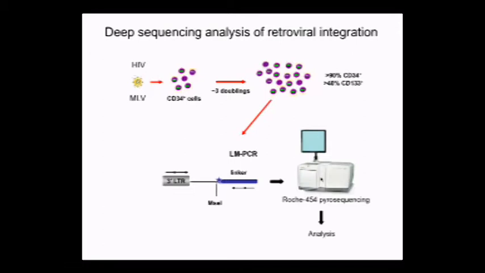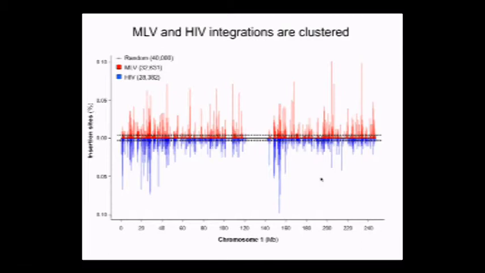This is just an example of the first work that was published at the end of last year that we did on hematopoietic stem cells with two different types of viruses derived from the MLV, from the murine leukemia virus, or the HIV. And we essentially studied extensively integration sites in the human genome. This is just an example on chromosome 1, and it shows that, as I said before, integrations are clustered. These are all peaks, in red MLV, in blue HIV, of insertions into chromosome 1. The random would be the dotted black line here.